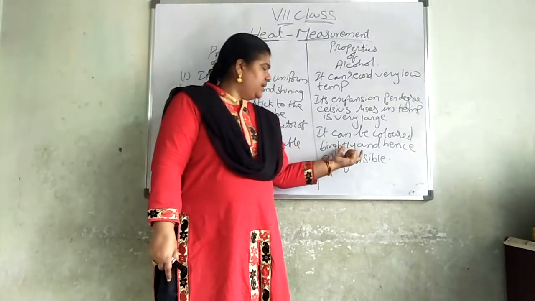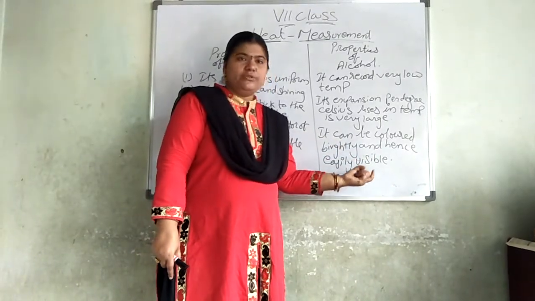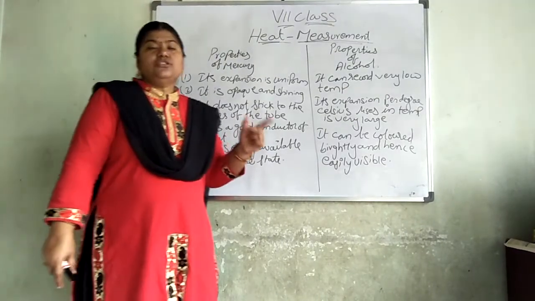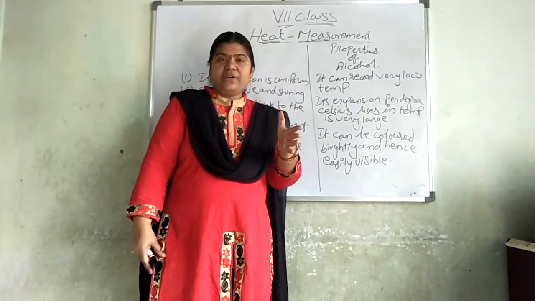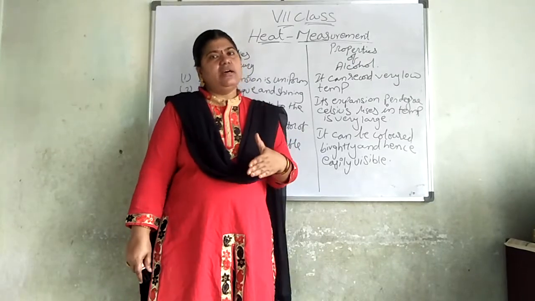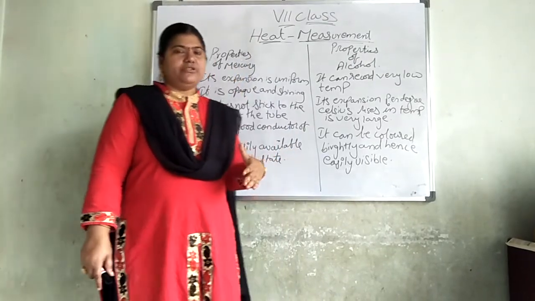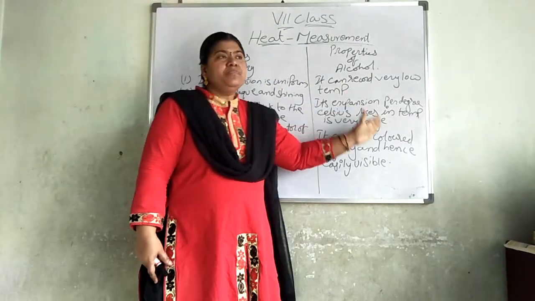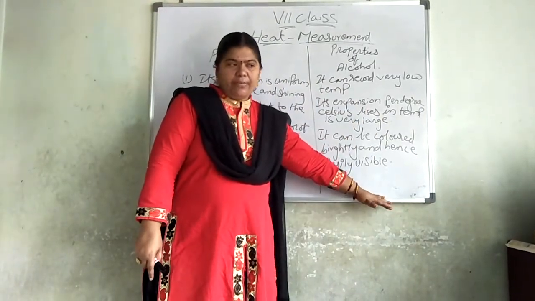It can be colored brightly and hence easily visible. I told you the color of alcohol: it is reddish brown in color. So it is visible to us for minus degrees and plus degrees also, and we can see it easily. Here, mercury is used in clinical thermometers and alcohol is used in laboratory thermometers.